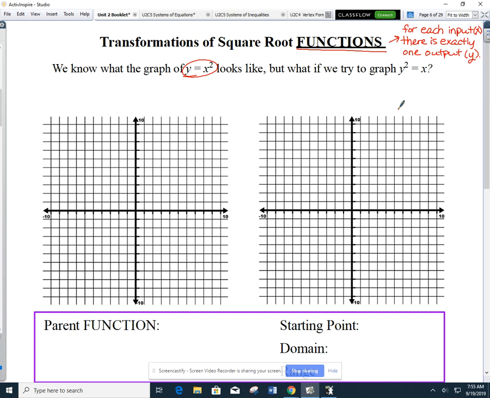So if we then solve for y, if we take y squared equals x, and we want to get y alone, we would take the square root of both sides. But when you do that, you have to put a plus minus in front of the square root.